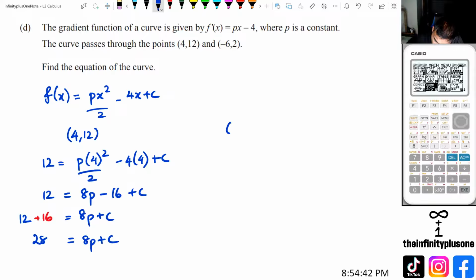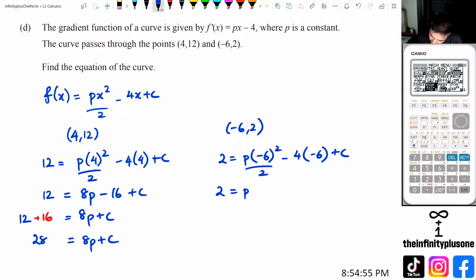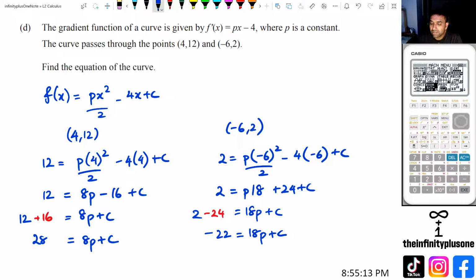Now that's for 4 and 12. Then we've got negative 6 and 2. So 2 equals p times negative 6 squared over 2 minus 4 times negative 6 plus c. We've got 2 equals p, negative 6 squared is 36 divided by 2 is 18, plus 24 plus c. Rearrange, we've got 2 minus 24 equals 18p plus c. So we get negative 22 equals 18p plus c.